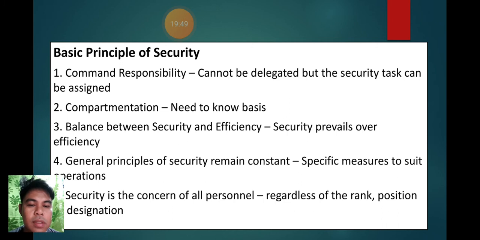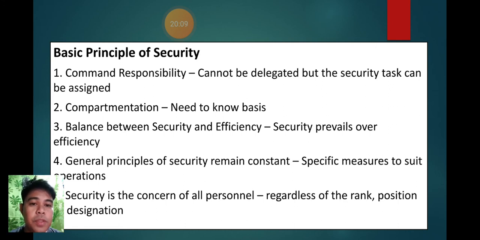So kahit low yung efficiency niya, basta na-secure ka, bibilhin mo yun kasi secured ka eh. Kaysa bibili ka rin ng mahal, parehas lang na mayroong security sa iyo. That is the thought of this balance between security and efficiency.